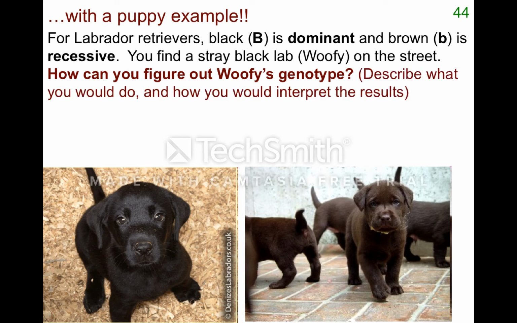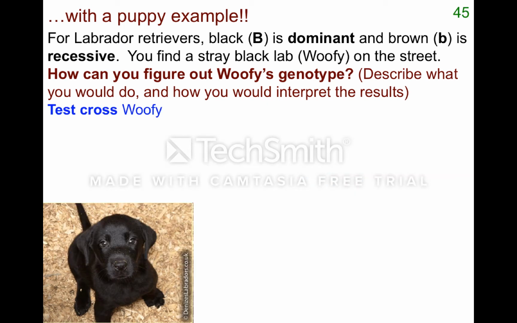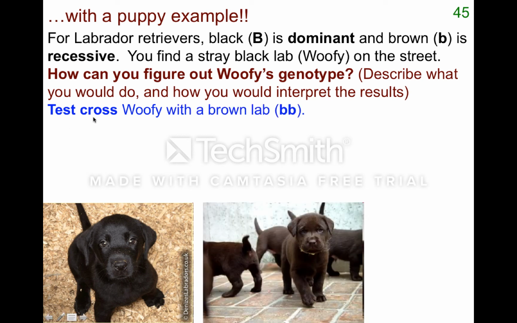As far as how you'd figure out Wolfie's genotype, the easiest and fastest way to do it would be to test cross Wolfie. This is a specific genetics term: doing a test cross. A test cross is when you take an individual with the dominant phenotype but unknown genotype and mate it with a homozygous recessive individual, a brown lab. Now, we know that Wolfie is either big B, big B or big B, small b, so either homozygous dominant or heterozygous. We don't know which one.